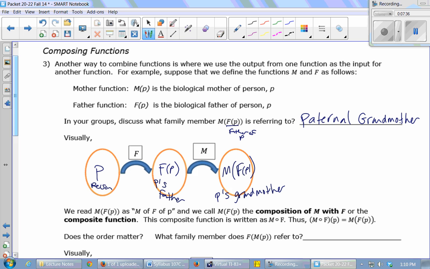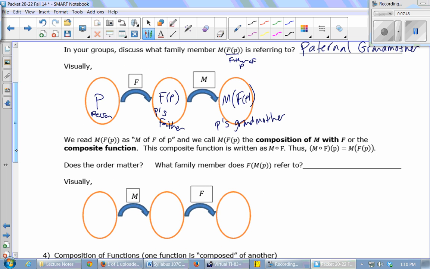So you read M(F(P)) as M of F of P, and we call that function the composition of M with F, or just the composite function. Often it's written with this little circle, M circle F, and it just means the same thing that the parentheses mean. So when you see the little circle, just translate it to using the parentheses. I think it's much clearer.